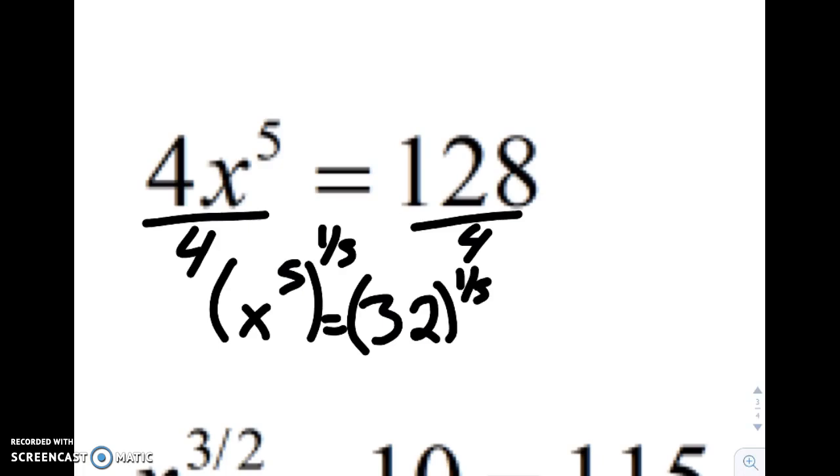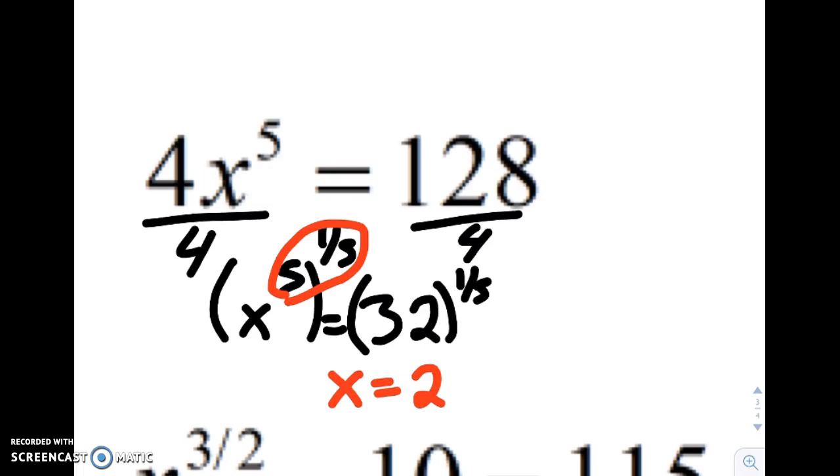We're going to use the multiplication property here, or power of a power. We multiply. 5 times 1/5 is just 5 over 5, which is just 1. And then you can type into your calculator 32 to the 1/5. You'll find that to be 2.